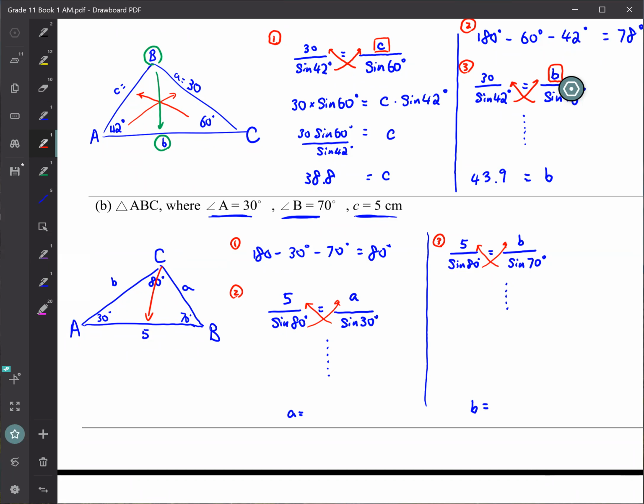An easier way, right? Instead of multiplying both of them, you can see that the a is on the right side. So all you need to do is move the sine 30 to the other side, so it goes to the numerator. And then sine 80, you don't need to multiply back. You just leave it at the bottom, okay? That way it's faster.